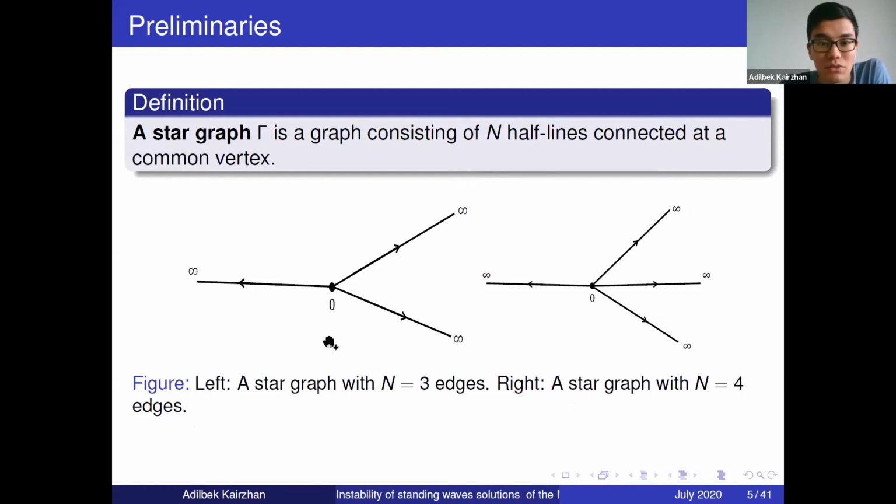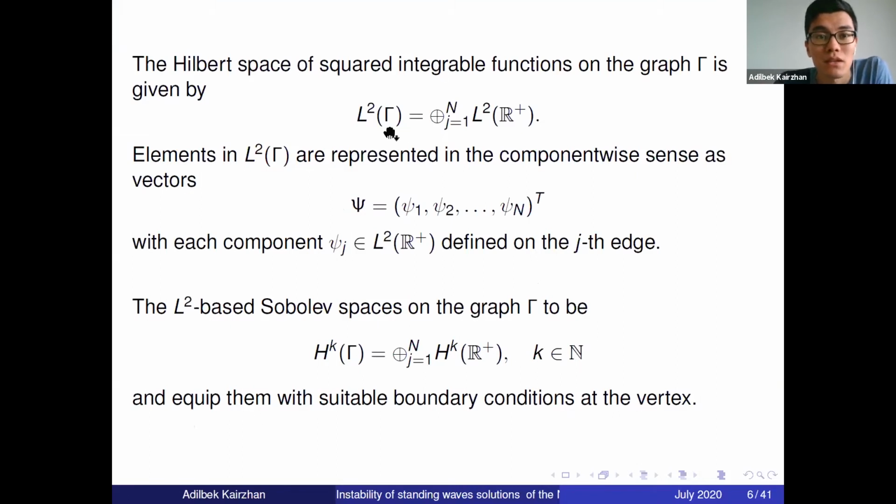And this is the example with n equal 3, n equal 4 edges. So one can parameterize it, just put 0 here, and this is just R plus each of the branches. The Hilbert space, L2 space, is defined on the graph in the following way. It's a direct sum of L2 functions on each of the branches. So, for example, if you have psi in L2 of gamma, then it's just a vector function. Each of the psi j components is defined only on the edge Hj.